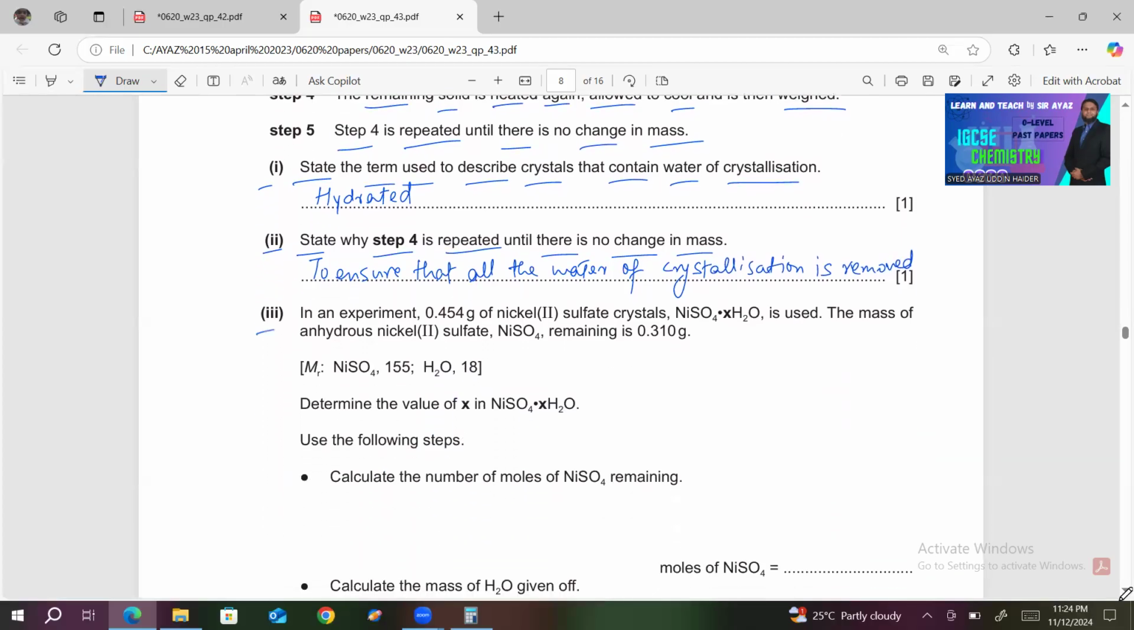Number 3, in an experiment, 0.454 gram of nickel(II) sulfate crystals, NiSO4.xH2O, is used. The mass of anhydrous nickel(II) sulfate, NiSO4, remaining is 0.310 gram. Mr of H2O and NiSO4 is given. Determine the value of x in NiSO4.xH2O. Use the following steps. Calculate the number of moles of NiSO4 remaining.